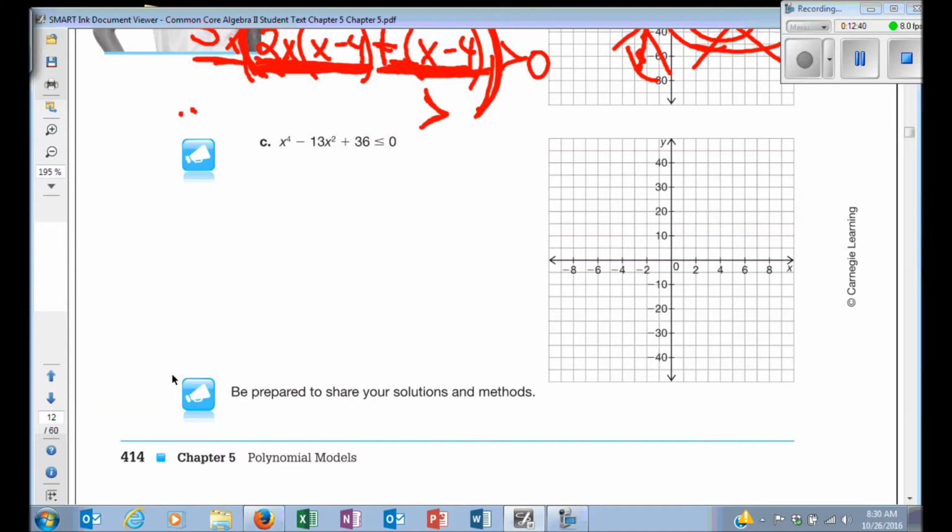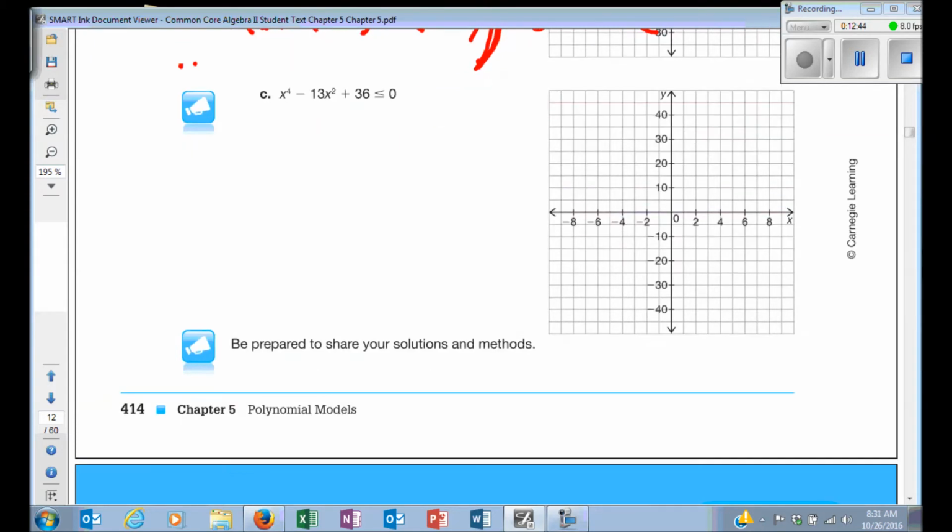Let's roll to this guy. If I was doing this one, what's the first thing I'd want to check again? This is something that you could write on your own paper. He checked for what? Okay, check for GCF. There is no GCF.